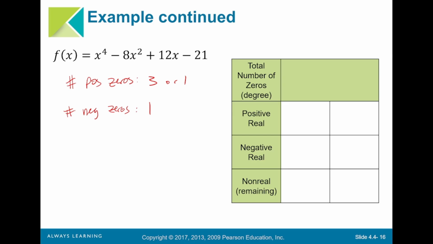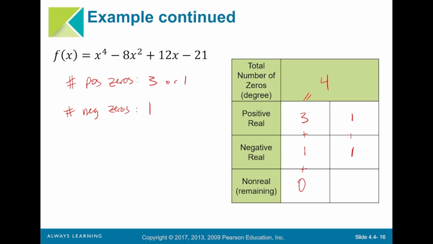So let's fill out our chart. The degree is 4, positive is 3 or 1, negative is 1 or 1. Okay, so now I know 3 plus 1 plus the remainder must equal 4. Well, 3 plus 1 already equals 4, which means I must have 0 in my remainder non-real zeros.